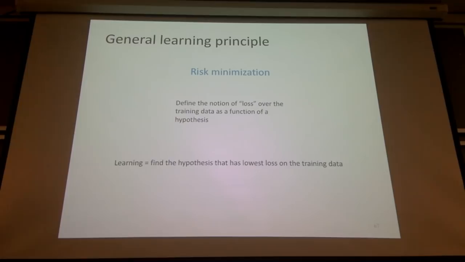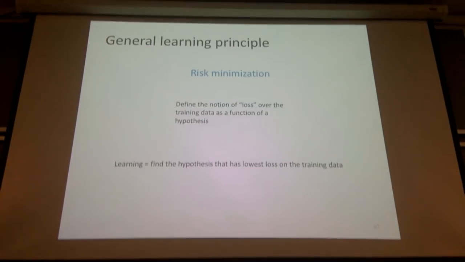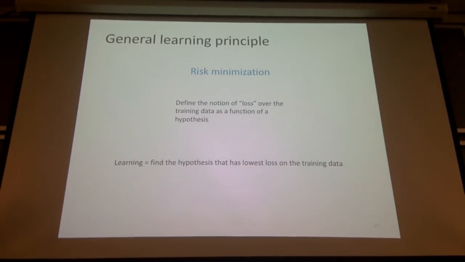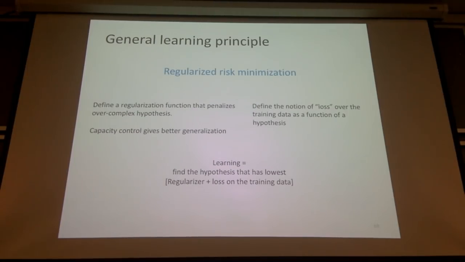A hypothesis that sets loss to zero would be, for example, one that just remembers the training set. If it remembers the training set, there are no misclassifications, so it minimizes the loss perfectly. As a result, we have to augment this principle into what is called regularized risk minimization. I may not have used the word regularizer before.